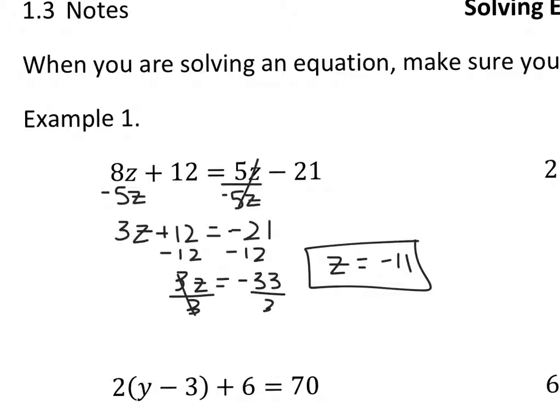Now make sure when you're solving your equations that you check and plug in negative 11. So you should plug in 8 times negative 11 plus 12 and see if it's equal to 5 times negative 11 minus 21. In an equation, if the left-hand side equals the right-hand side when you're checking it, then it's a solution.